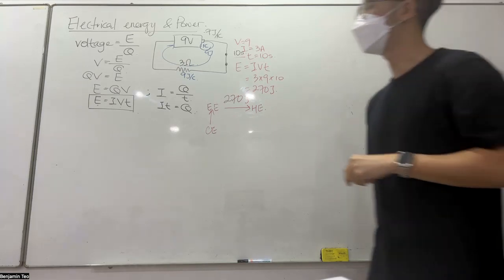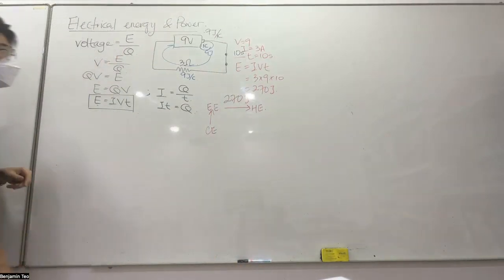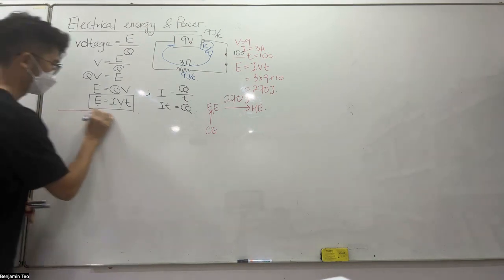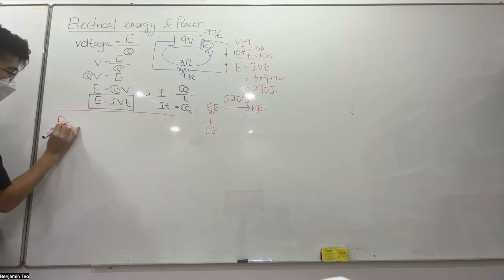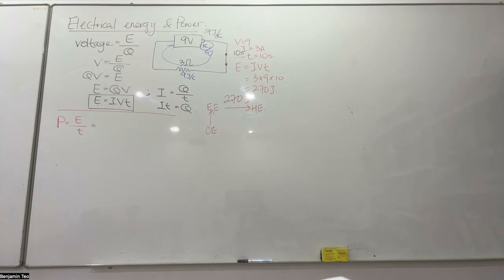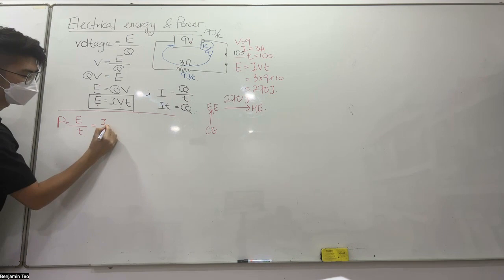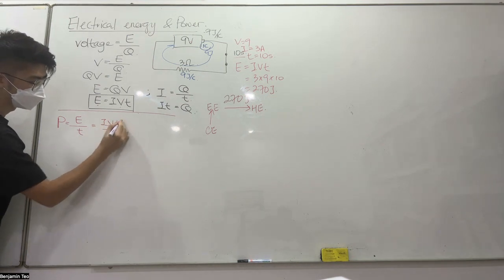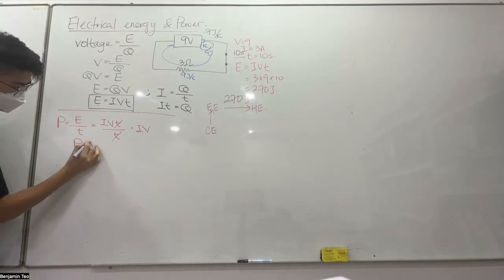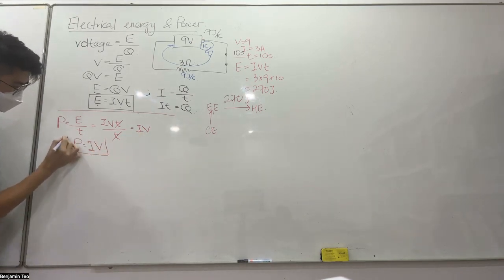Now, when we talk about energy, you also will have power. Power is the rate of energy. P equals E over T. Energy per second. How fast is the energy transfer? That is power. E, put this one in: IVT over T. Cancel. You get IV. This is your first formula.